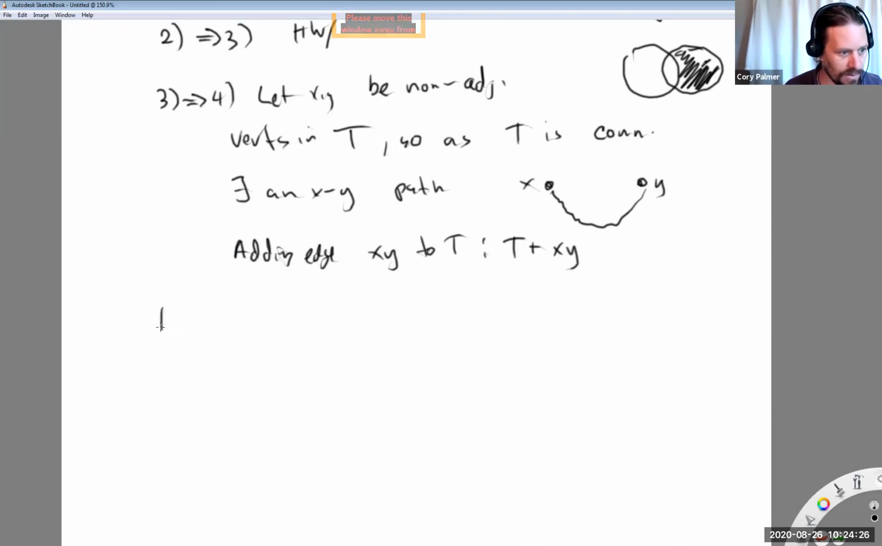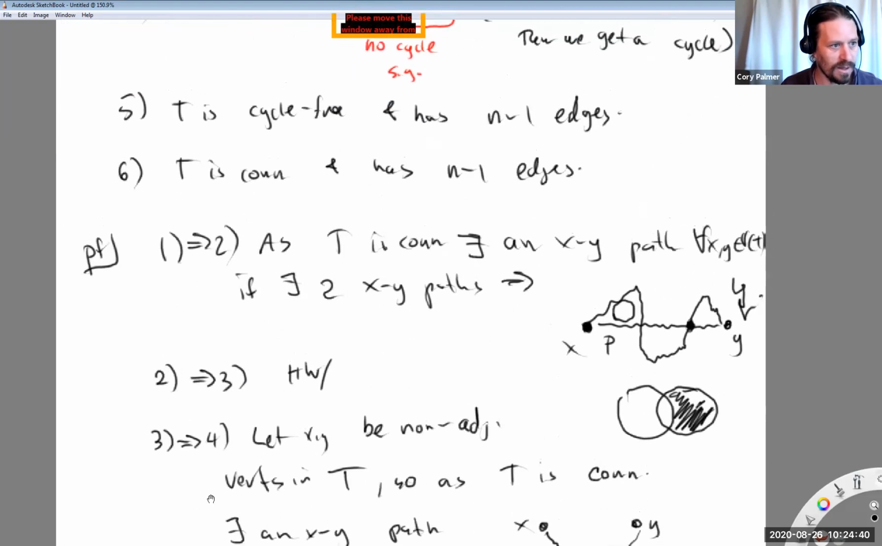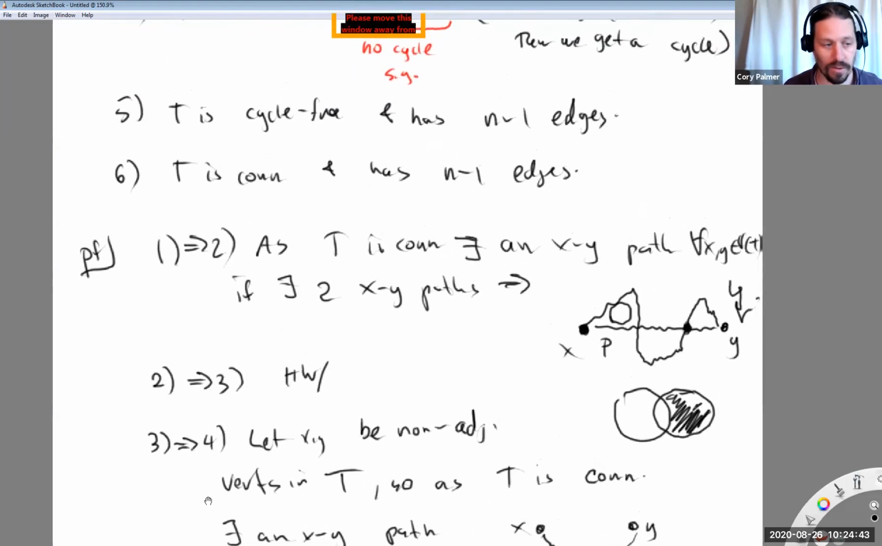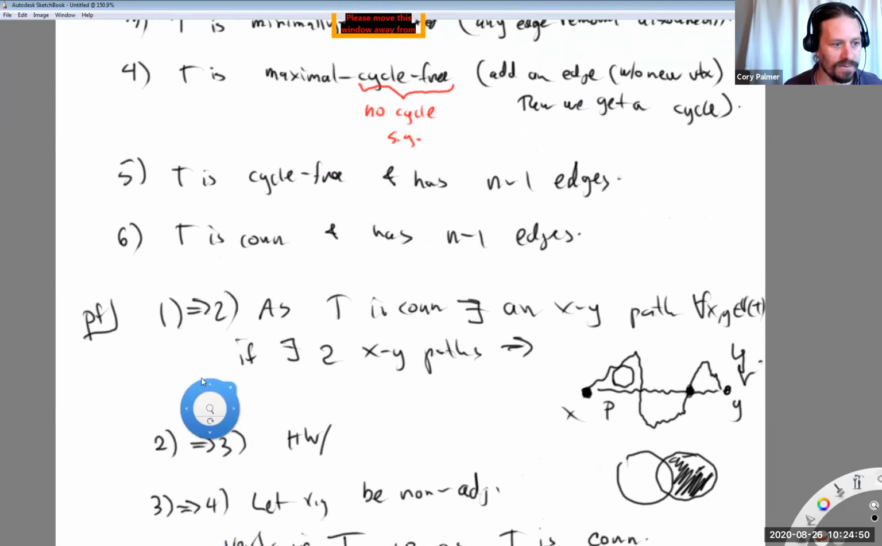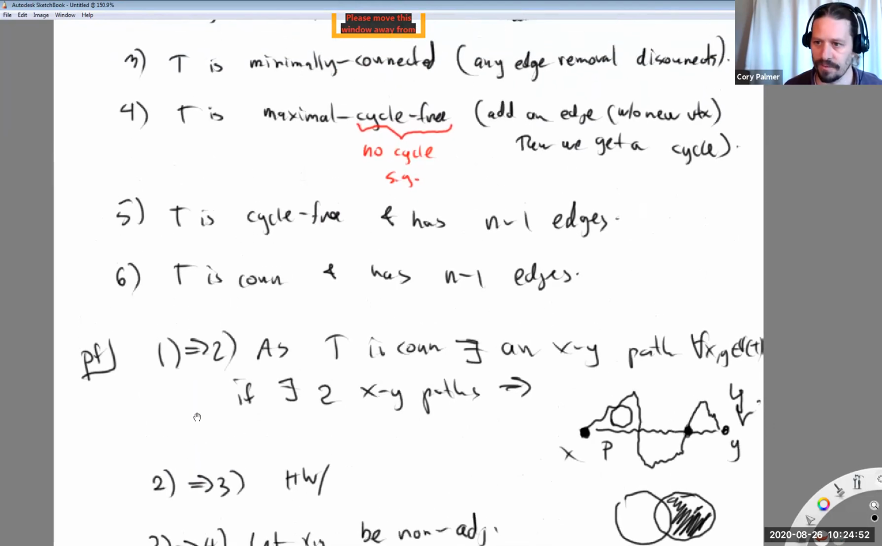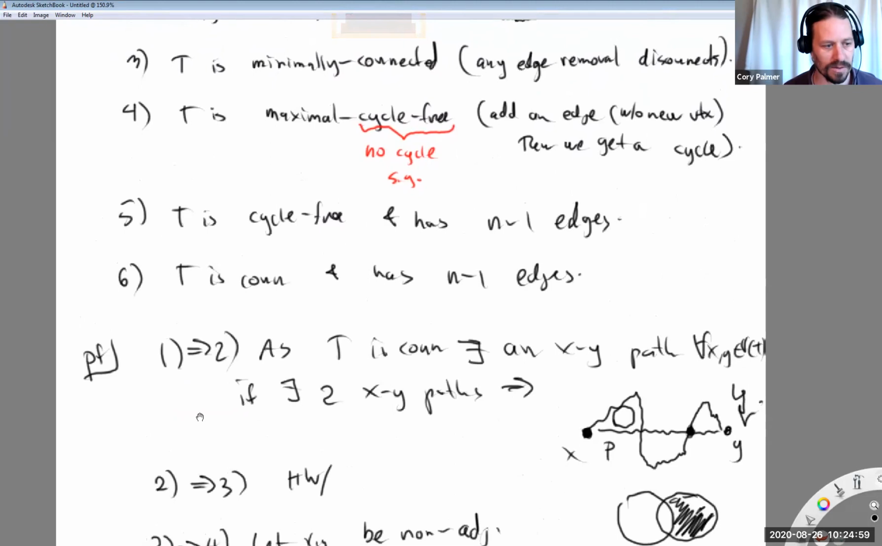Yeah. All right. 4 implies 5 is again a homework. And then 5 implies 6. What's 5 implies 6 here? Let's look at the statements here. 5 is that it's cycle free and has n-1 edges. And 6 is that it's connected and has n-1 edges here. Okay. So this is like an analog of 3 and 4, but kind of in reverse. And we're not talking about minimal and maximal. We talk about the number of edges here. So it's cycle free and has n-1 edges, or connected and has n-1 edges.